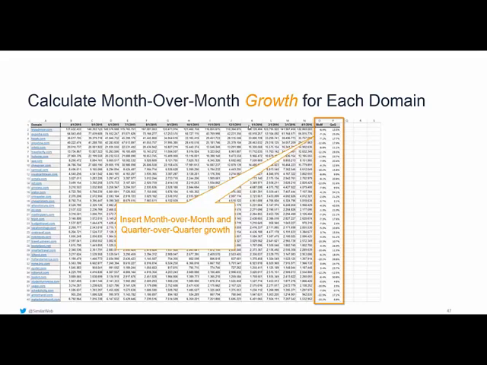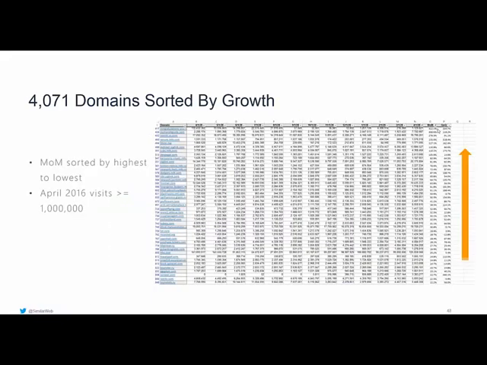Great. So now we're going to sort that list by month over month. We want to, again, like I said, target whoever has the highest growth, as well as filter out any websites that have less than 1 million visits in the month of April. Now, this is a large list. There can be a lot of websites here that may not be relevant. We want to filter this further to find relevant websites.